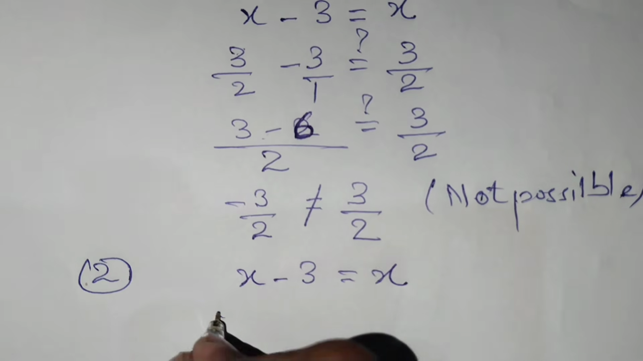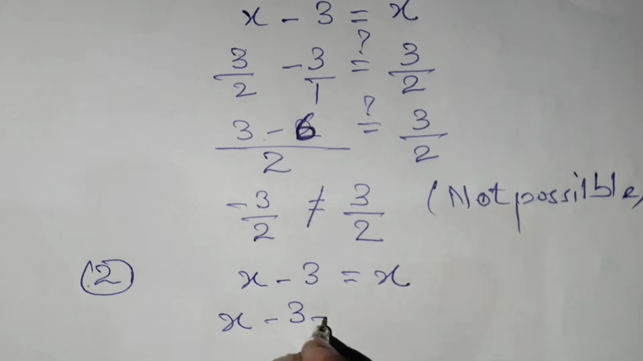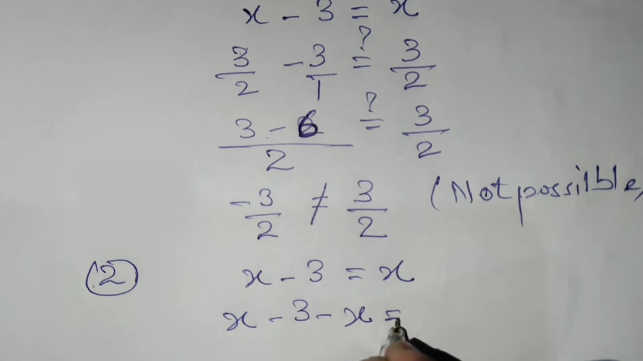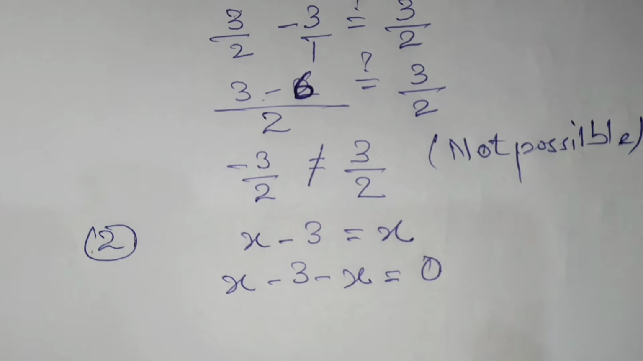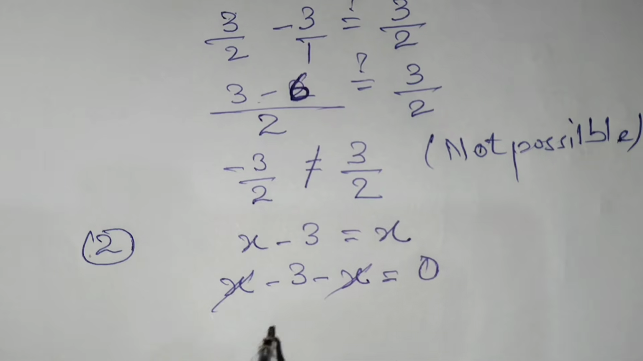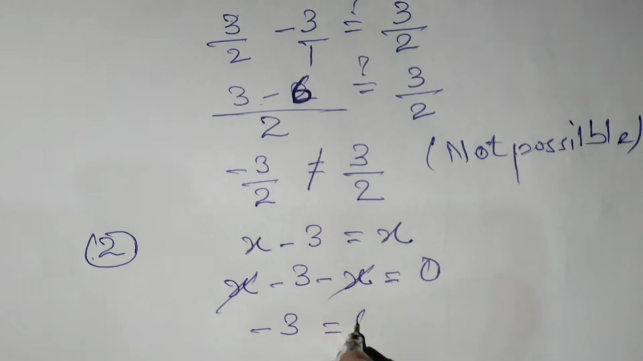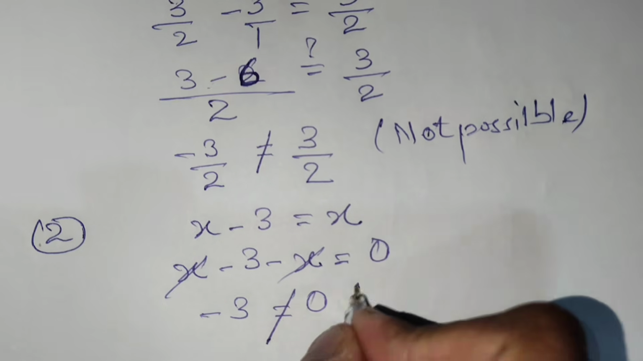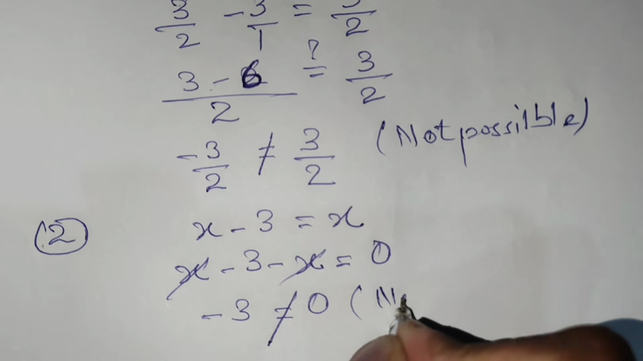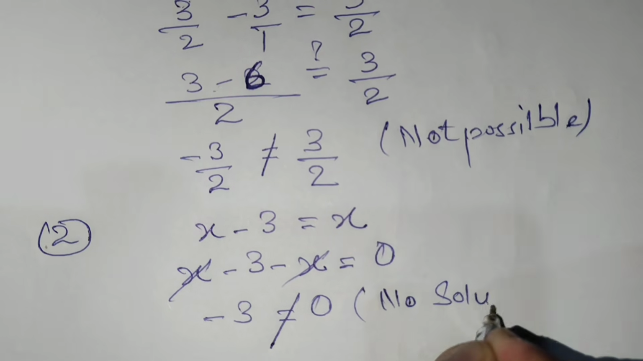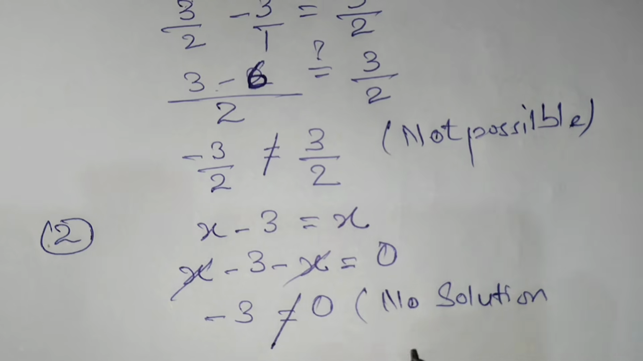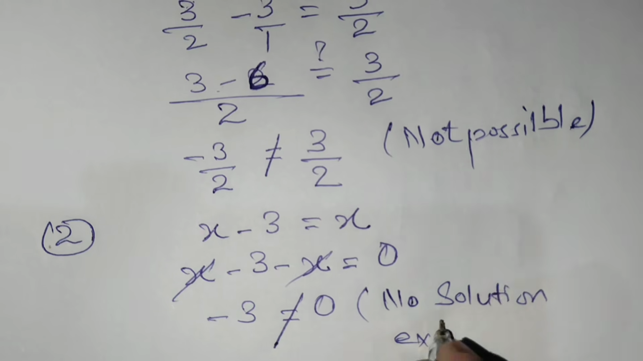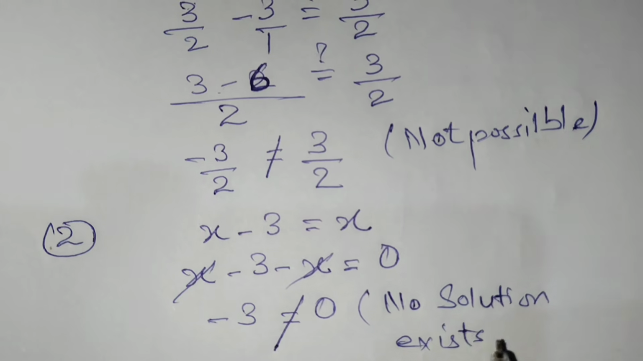Subtract x on both sides. Minus 3 minus x plus x is equal to 0. x cancels with x. Minus 3 is equal to 0. No, minus 3 is not equal to 0. This is not possible and no solution exists for the given equation x minus 3 equals x.